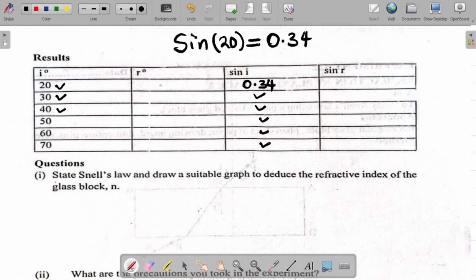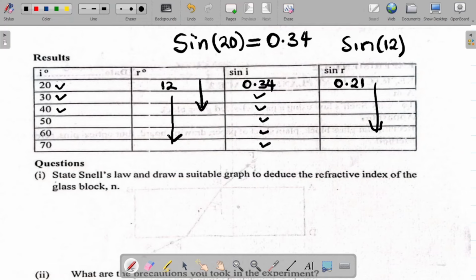Also, for your values of R, let's say you had your values of R. Let's say at this point, you got your answer here as, let's say you had 12 here. To get sine R, you simply take the R column, which is the angle of refraction. So it becomes sine of 12, which if I punch sine 12, what I'll have is 0.21. So you have 0.21 here. Just take sine of each of these values here, use it to fill up this one here.